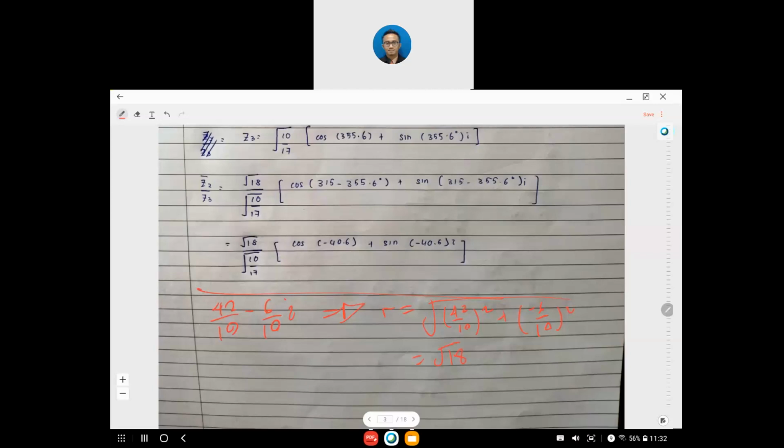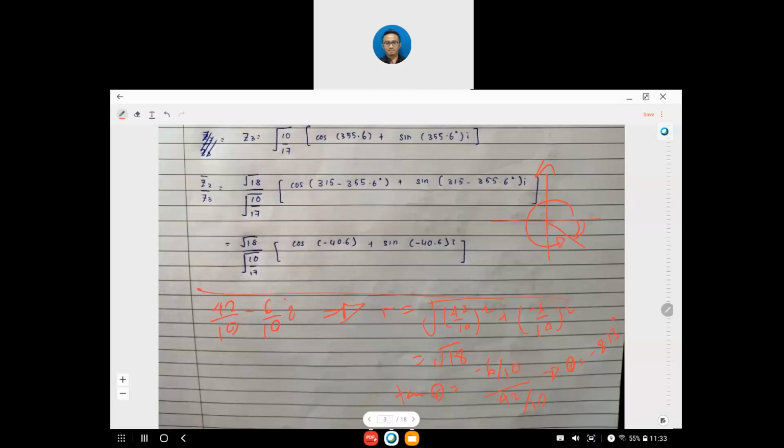Okay, next, theta. Tangent theta equal to negative 6 over 10 over 42 over 10. So this one when you press the calculator you can get theta, and then you can get negative 8.13 degree. Negative 8.13 is given by your calculator. This one, because it is negative. But we want to find this value.